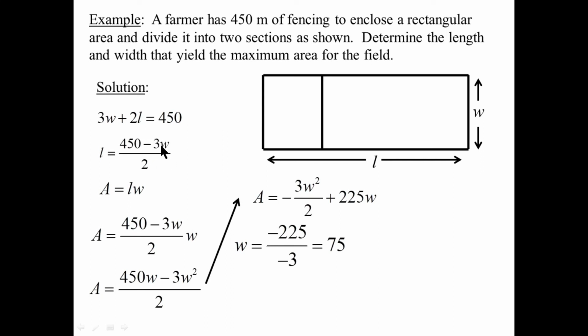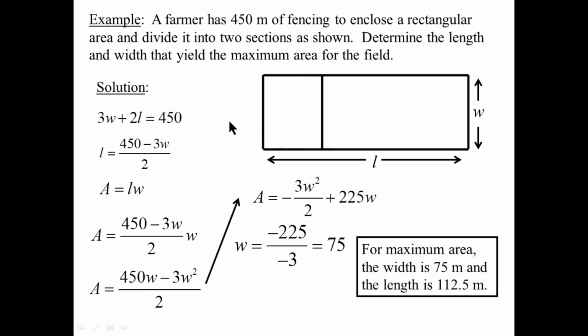And the length will come from this expression, because we'll sub in 75 right there, perhaps on a calculator if necessary. For maximum area, the width is 75 meters, and the length is 112.5 meters. Confirm that last number for yourself.